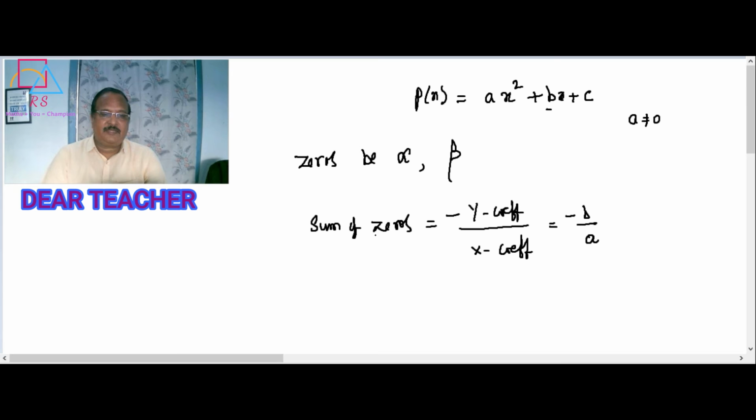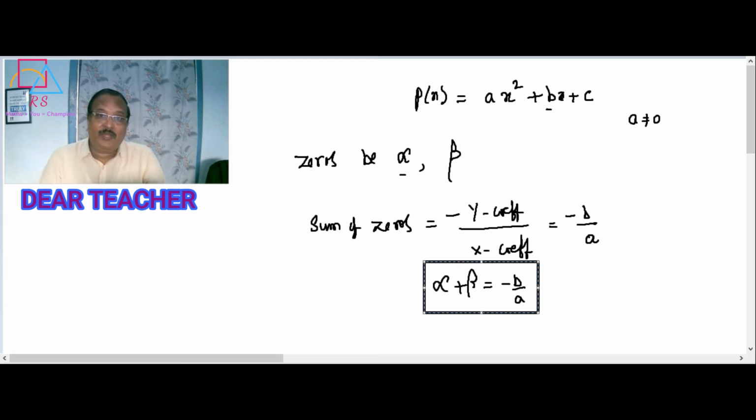Then what is the sum of alpha and beta? Alpha plus beta is equal to minus b by a. This is the relation between zeros and the coefficients. You can remember it like that, or you can remember that the sum of zeros is equal to minus the coefficient of y by the coefficient of x, because you are not bringing alpha and beta into this formula.